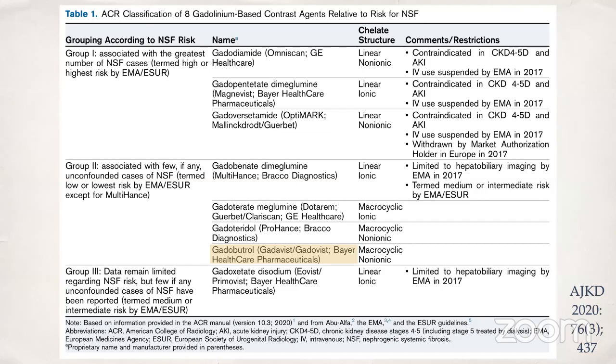The old agents in group 1 were associated with a higher risk of NSF. The newer group 2 agents have a much lower incidence of nephrogenic systemic fibrosis, probably because they are less willing to exchange the gadolinium for other cations. And our institution uses a gadolinium-based group 2 agent for our imaging studies.